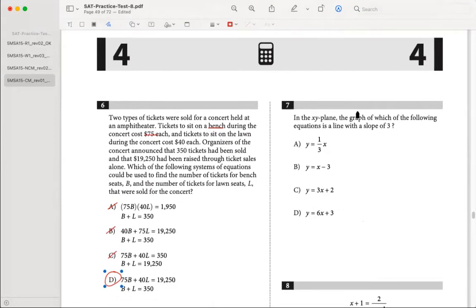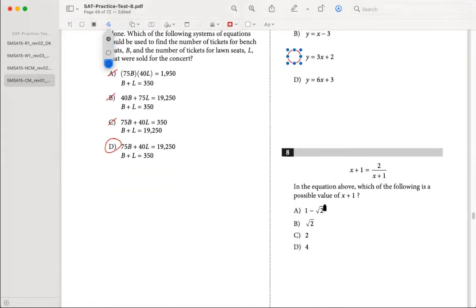Okay, 7. The graph. Which of the following has a slope of 3? So this one's pretty easy. It's y equals mx plus b, and slope is m, so m is 3. So this is the only one. This is a slope of 1/3. This is a slope of 1. This is a slope of 6.